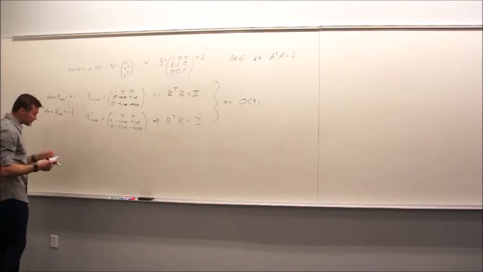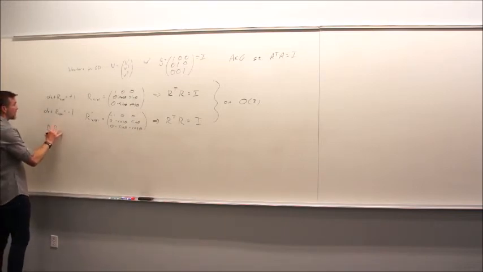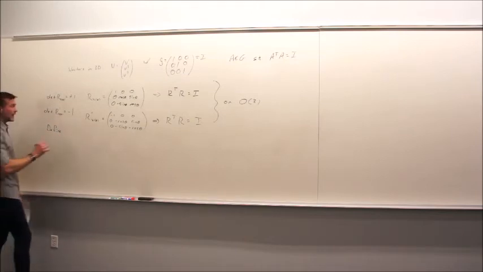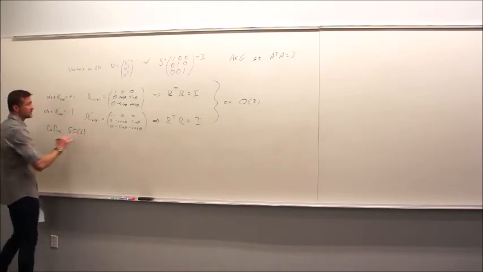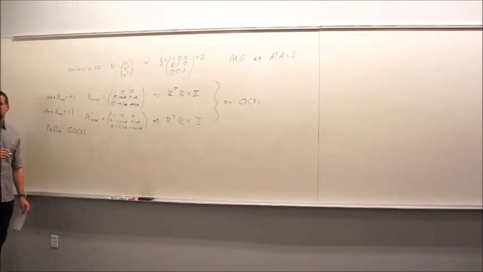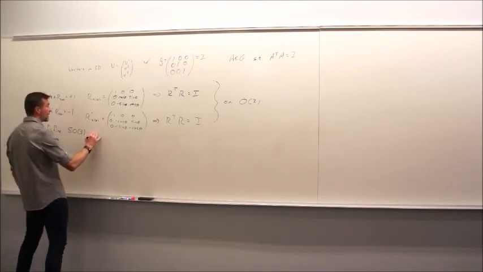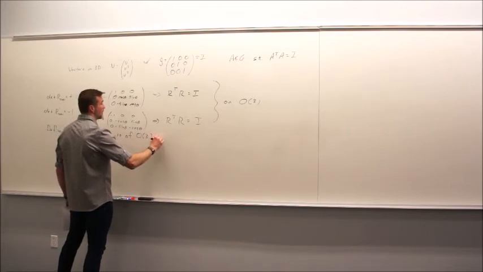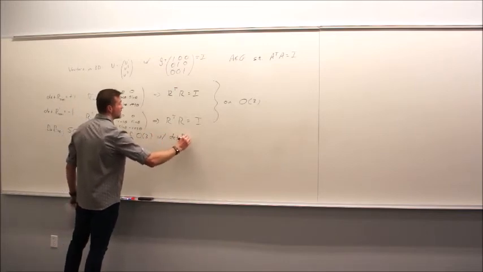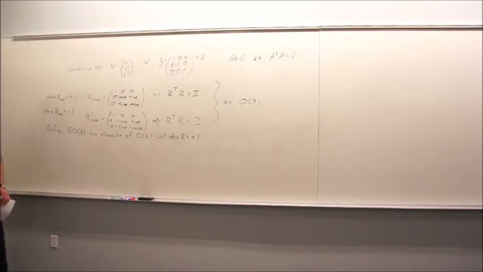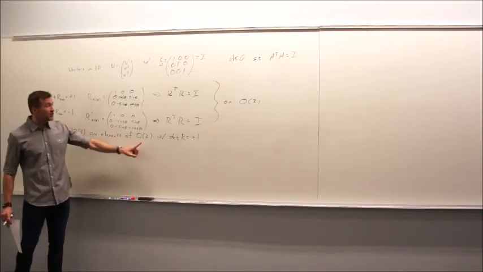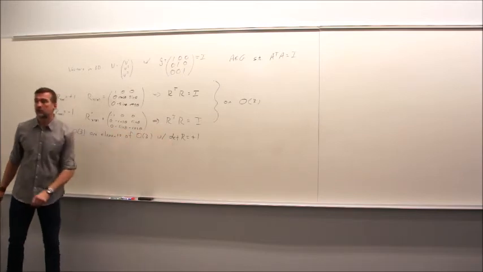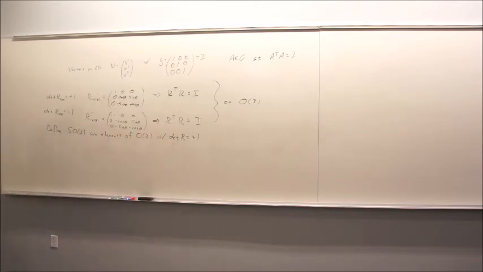So now we're going to define a group called SO3, where SO3 are the elements of O3 with determinant equal to plus 1. The O here is orthogonal, the same as the O over there, but the S means special orthogonal. Special because we're only picking those elements that have determinant plus 1.